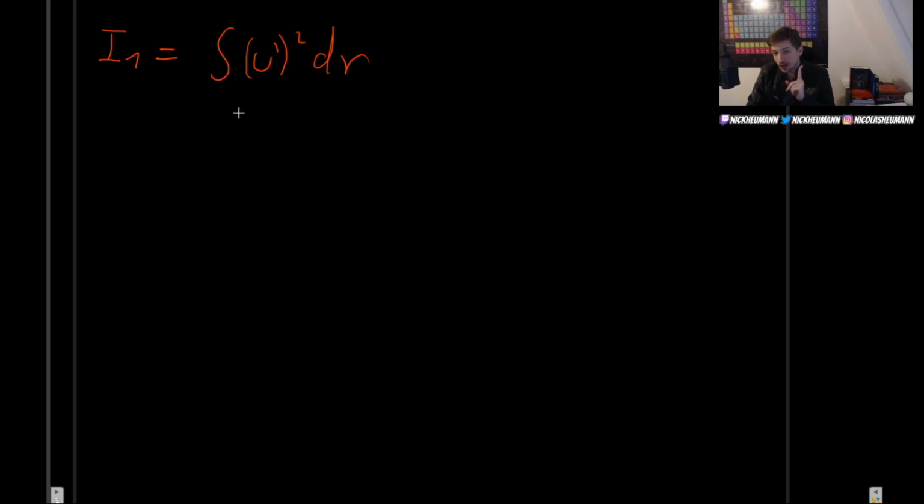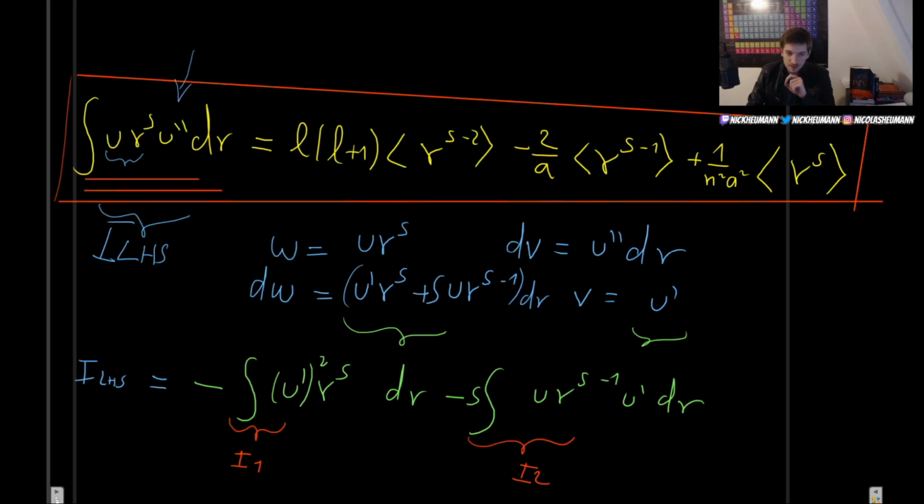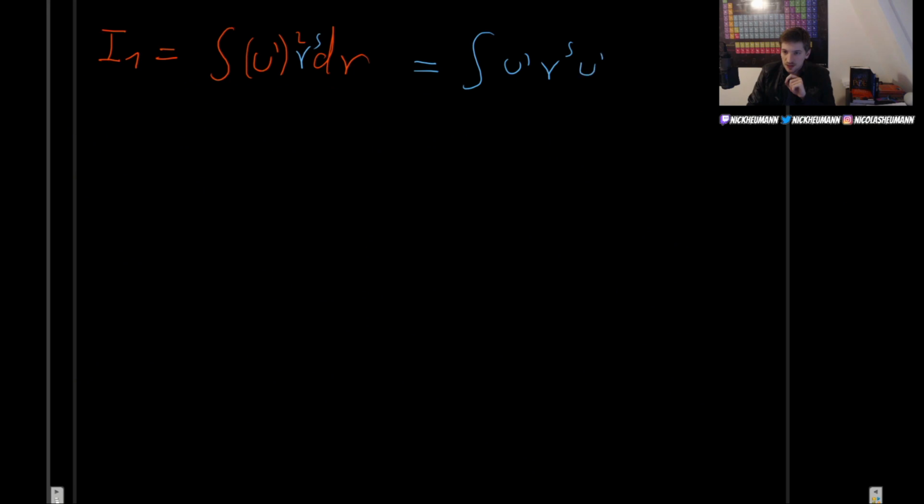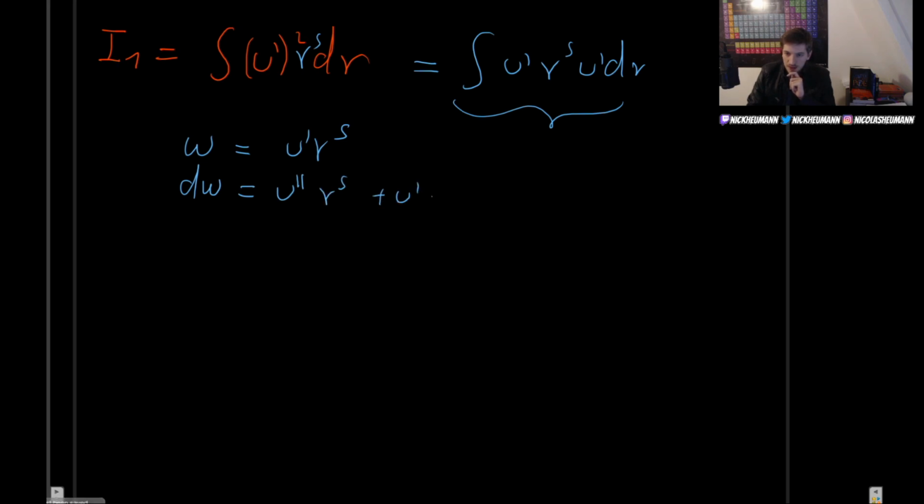And now I want to make a quick comment, because in principle, what you could do to solve this is, instead of writing it like this, you write it as the integral of U prime, oh, I'm missing my R to the S, yes, R to the S U prime dr. And you could say, all right, W is going to be U prime R to the S. dW is going to be the derivative of this, so it's going to be U double prime times R to the S plus U prime times S R to the S minus 1, and then our dV would be U prime dr, and then V is going to be U.